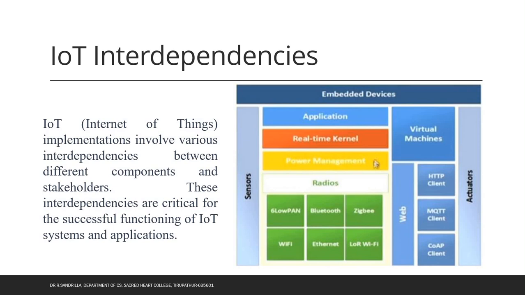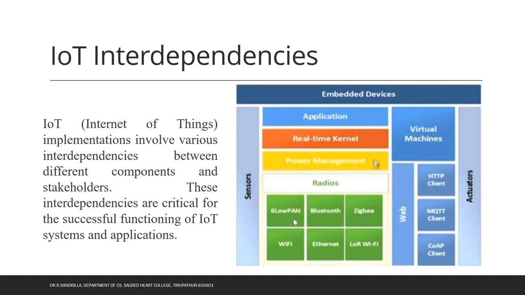We need an operating system, which is the real-time kernel, and power management, which performs the duty cycling of the sensor. This determines how much time the sensor will be in an active state, how much time it will be in a sleep state, how to power the sensors, how much power will be consumed, whether it can be optimized, and so on. All this will be taken care of by this. There are also various radios like 6LoWPAN. As you can see here, these are the various radios.